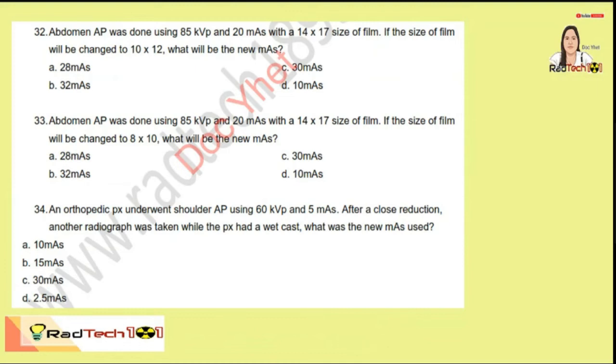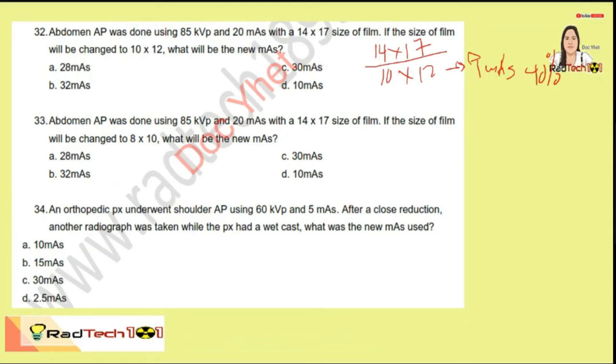Next, 32. AP abdomen was done using 85 kVp and 20 MAS with a 14 by 17 size of film. So if the size of film will be changed to 10 by 12, what will be the new MAS? So for our conversion factor, from 14 by 17 field size, we will change it to 10 by 12. So the conversion factor increases MAS by 40%.